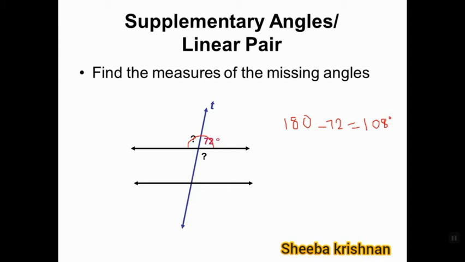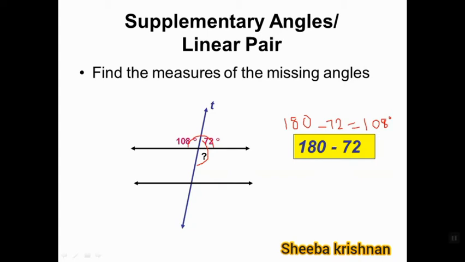So, here it will be 108 degree. And now we got what is the measure of here, 180 degree, 108 degree. And two ways we can find the other missing angle. See, these two angles form a straight angle. So we can subtract 72 from 180. We will get the angle measure.